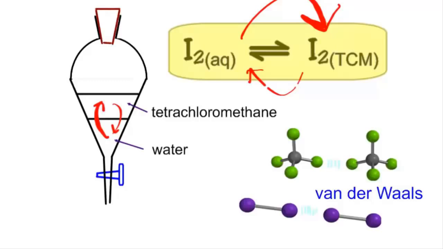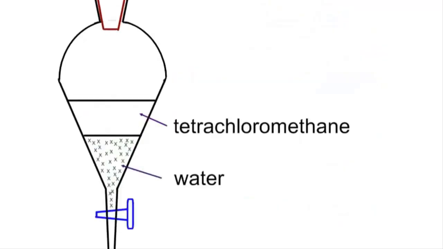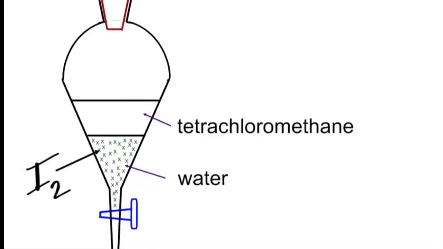Now, if these two liquids are present in equal volumes, one would expect that when the dynamic equilibrium has been established, much more iodine would be found in the upper layer, the tetrachloromethane layer. Here I'm going to consider an example where the iodine is entirely dissolved in water, represented by the green crosses here. And we take some pure tetrachloromethane, which is immiscible with water. It's less dense, so it floats on top.